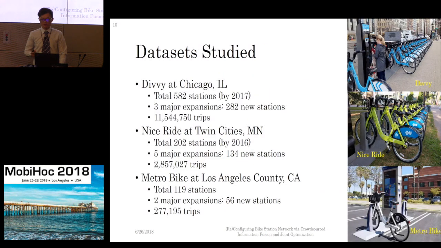So in this paper, we validate the performance based on 3 different datasets: Divvy at Chicago, Nice Ride at Twin Cities, and Metro Bike at LA. The motivation here for the extensive data analytics is to provide important design and related input parameters for the core formulations of C-bytes. Note that for each configuration, we only apply those input data with timestamps before the reconfiguration happens.